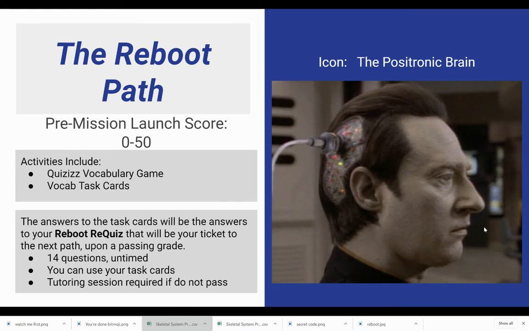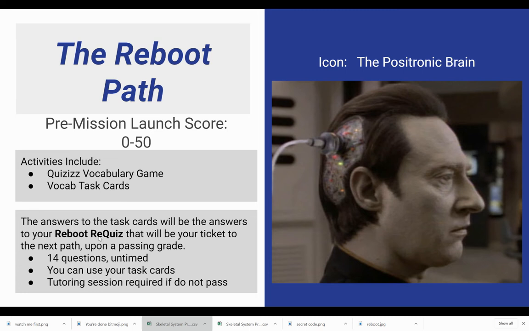And so his brain, the type of brain he had, was a positronic brain. So that's why I use this icon. If you ever see this, it's referring to the reboot path. This is basically a redo, some different activities to help you refresh your mind. Maybe there's something you didn't understand before, and now you can by doing another vocab game, and it'll usually be through quizzes, and then some vocabulary task cards.